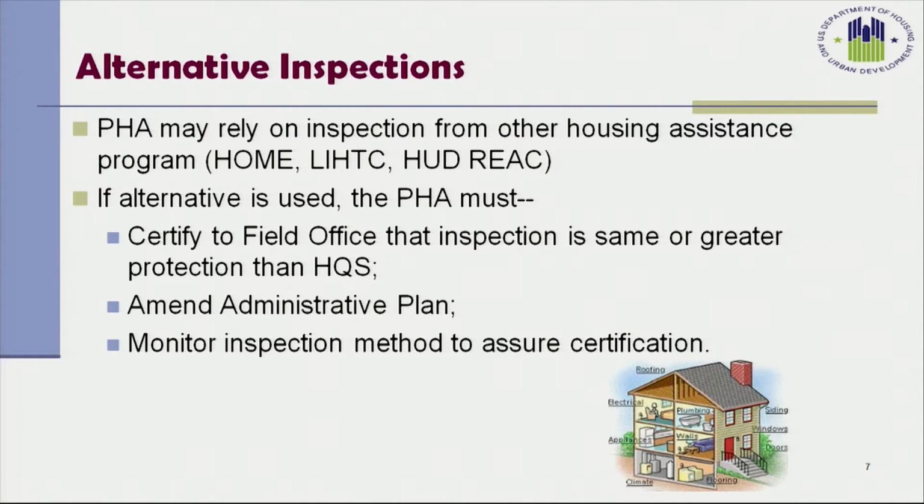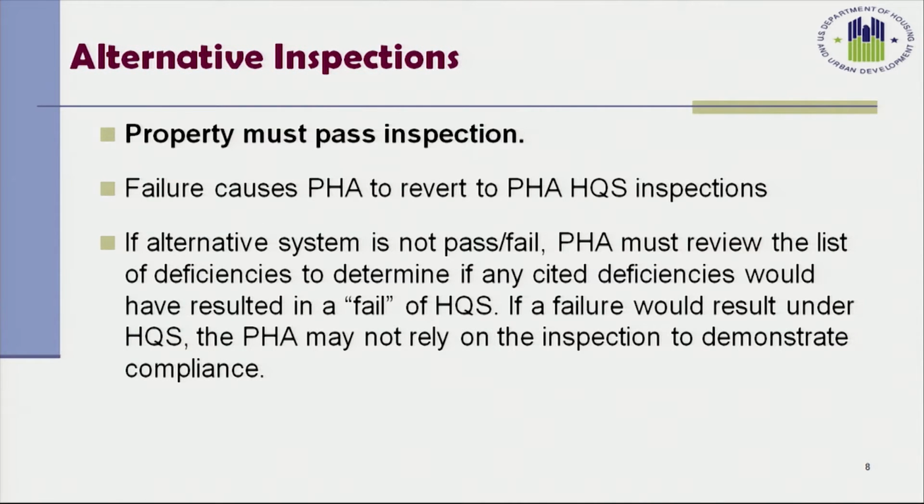Alternative inspections. The PHA may rely on inspections from other housing assistance programs such as HOME, low-income housing tax credits, and HUD REAC. If alternative is used, the PHA must certify to the field office that inspection is the same or greater protection than HQS, amend its administrative plan, and monitor inspection method to assure certification. The property must pass inspection. Failure causes the PHA to revert to the PHA HQS inspections.